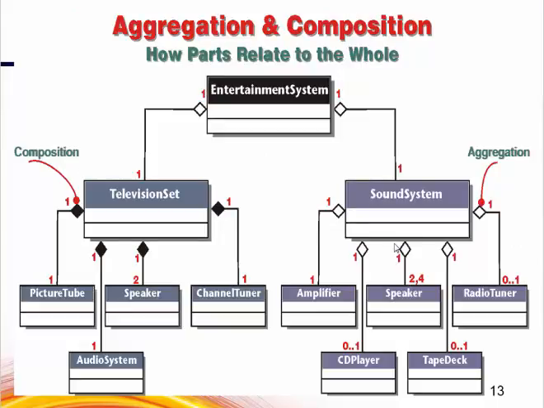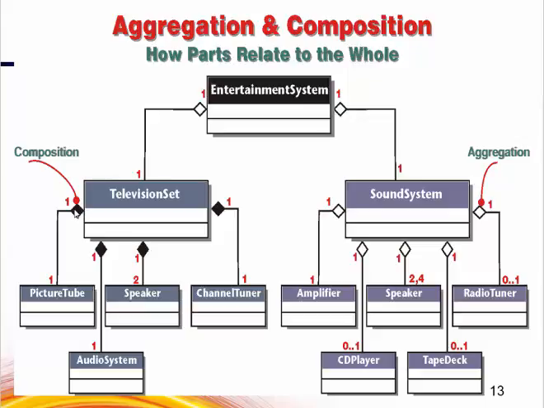The entertainment system class shows an aggregation relationship with a sound system and a television set. Those two classes can be independent of the entertainment system class. The hollow diamond represents the aggregation notation. The solid diamond represents the composition notation.